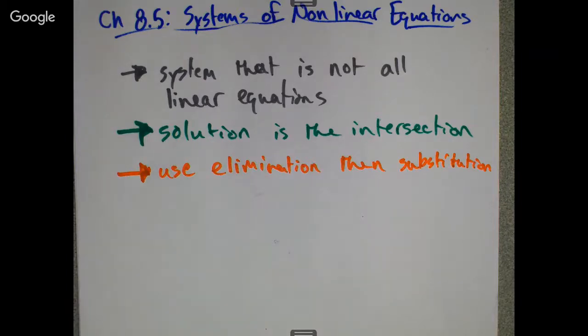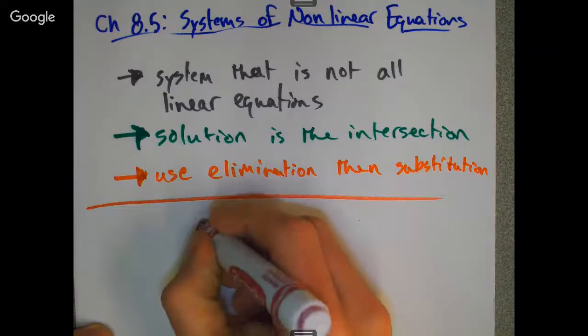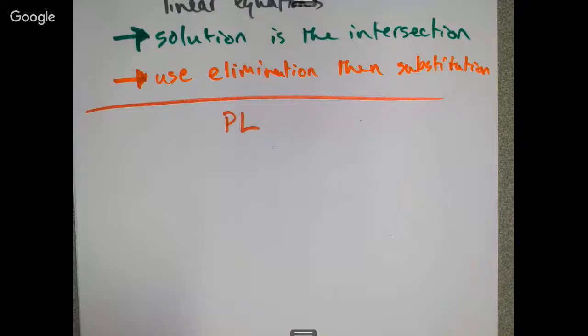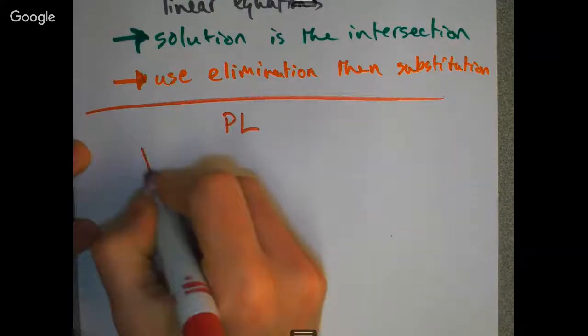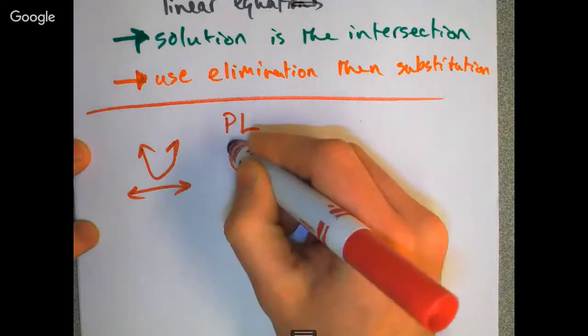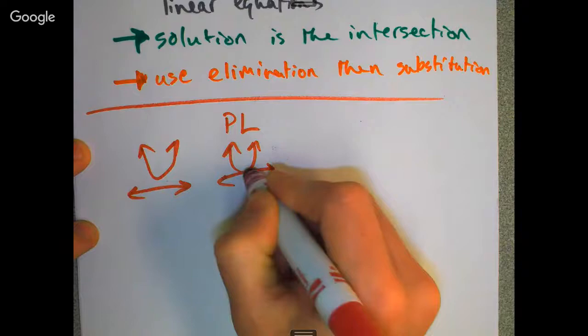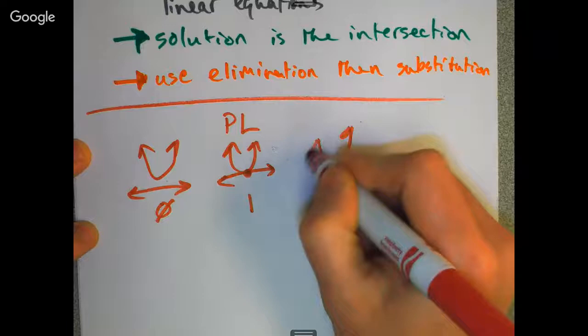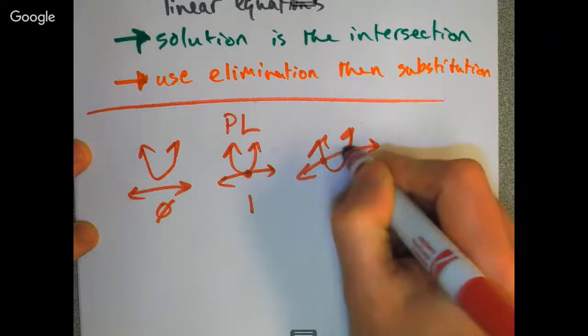We want to look at the types of solutions that we can have. I call this the evolution of nonlinear systems. We're first going to look at what happens if I have a parabola and a line. They don't have to intersect. They can intersect at one point. So here we have 0 solutions. Here we have 1 solution. And then they can intersect at 2 points, so we can have 2 solutions.